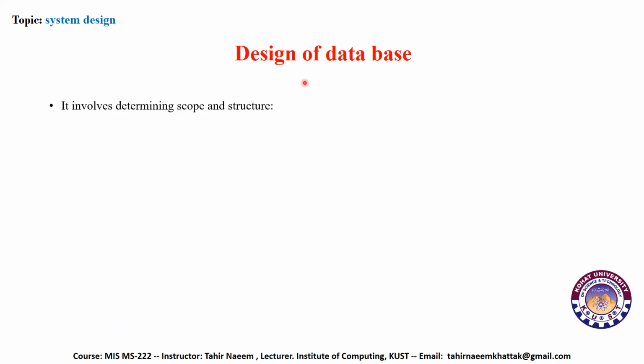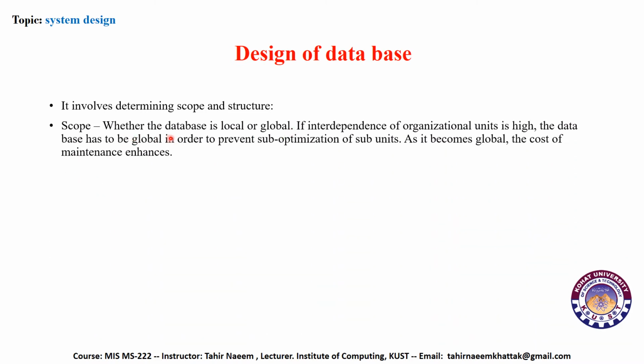So, design of the database. The next logical step is designing the database. It involves determining scope and structure. First of all, when we want to design a database, we have to determine the structure and the scope of the database. Scope means whether the database is local or global. Local means that it will reside locally inside the computer, or it will be used from many locations. If the interdependence of organizational units is high, the database has to be global in order to prevent sub-optimization of subunits. As it becomes global, the cost of maintenance increases.